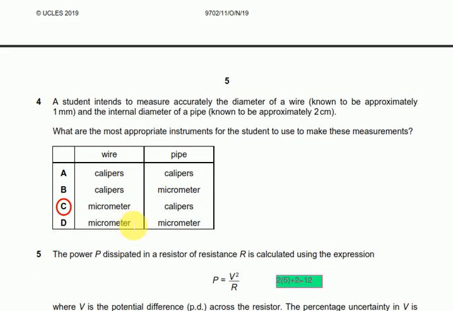Question number 4. A student intends to measure accurately the diameter of a wire known to be approximately 1 millimeter and the internal diameter of a pipe known to be approximately 2 centimeter. What are the most appropriate instruments to use to make these measurements? You must know that a micrometer measures up to millimeters and for a pipe we measure up to centimeters. So for the wire we can use a micrometer, and for the pipe we can use calipers. So C, 4C is the appropriate answer.